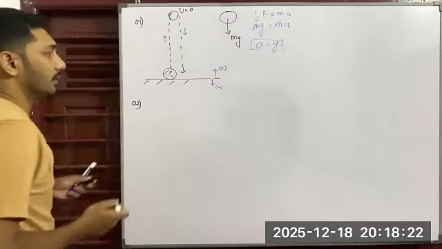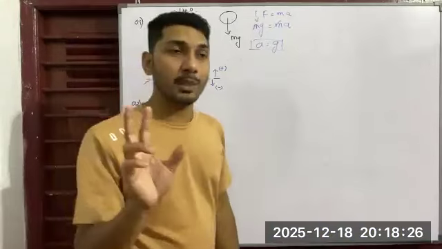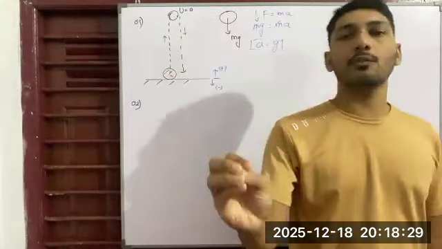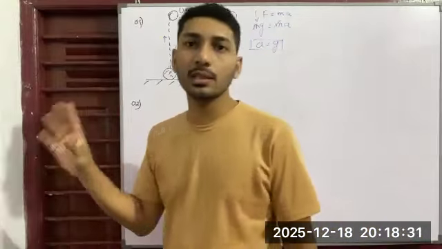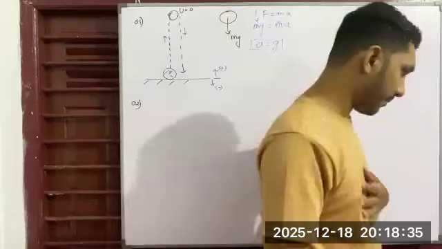So in summary, displacement is position. Direction of displacement is about the position. Direction of velocity is about the direction of motion. Direction of acceleration is in the direction of the resultant force.